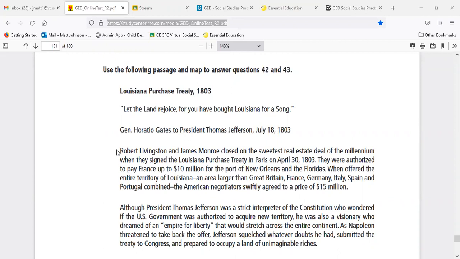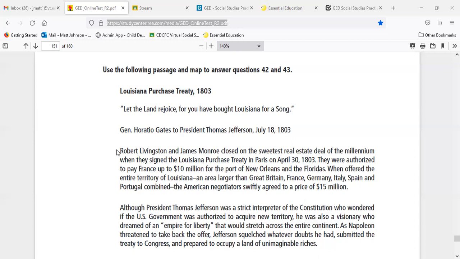So he's just going to basically so cheaply let that land go and allow the states to purchase it. So this letter, Robert Livingston and James Monroe closed on the sweetest real estate deal of the millennium when they signed the Louisiana Purchase Treaty in Paris on April 30th, 1803.